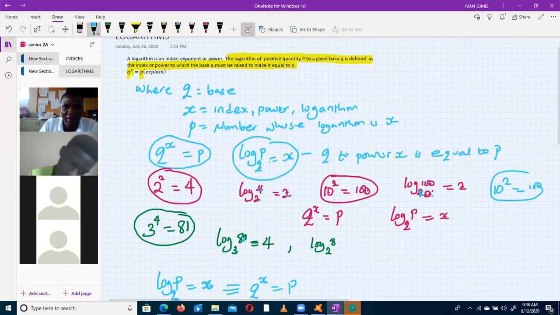We're saying the logarithm of a positive quantity or positive number P, where we're saying positive, the number has to be positive always. P has to be positive. So the logarithm of a positive quantity P to a given base Q is defined as the index or the power to which Q must be raised to make it equal to P. Log of P base Q is X. We're simply saying Q to the power of X is equal to P.